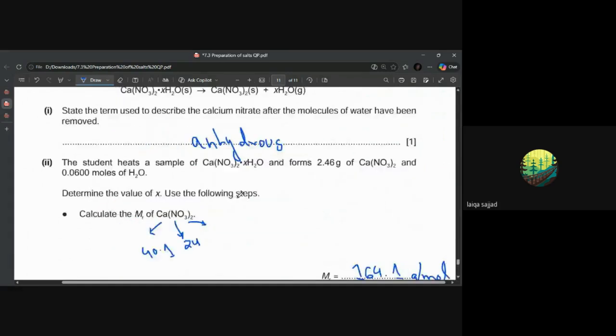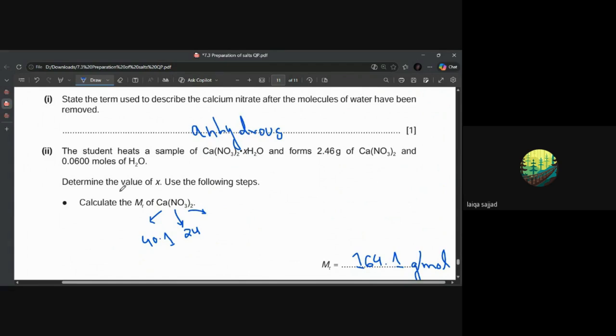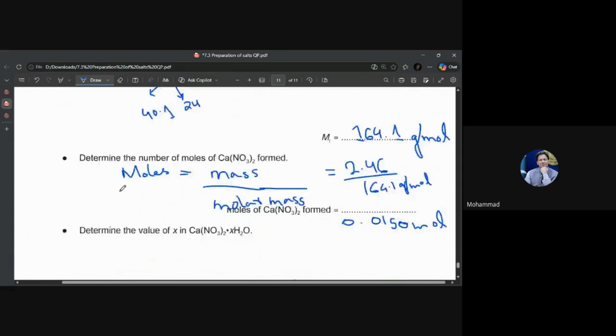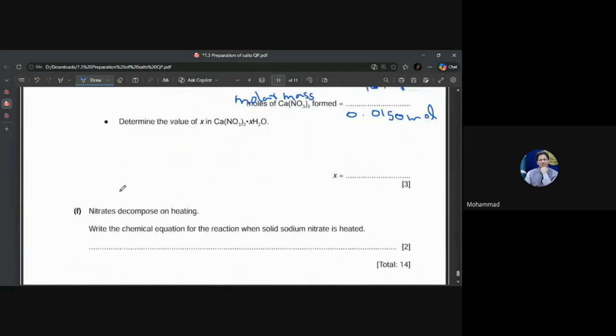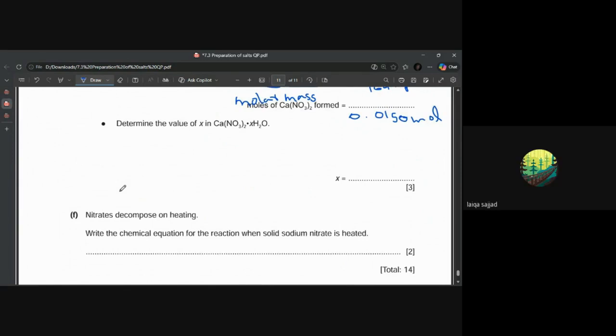How can we calculate the value of x? In the question, you are given that 0.060 moles of water were formed. So how can we find the value of x? Okay, we will discuss it in the next class. The time is over, so we will discuss it at the start of the next class.